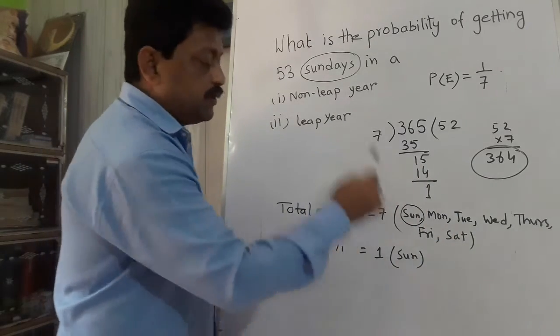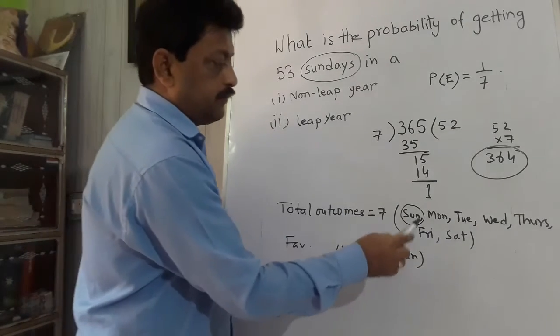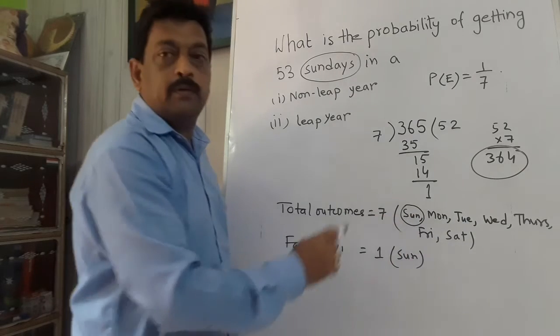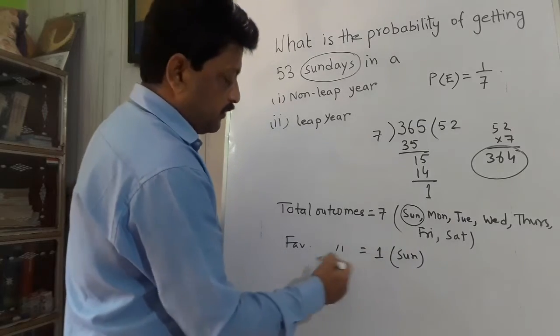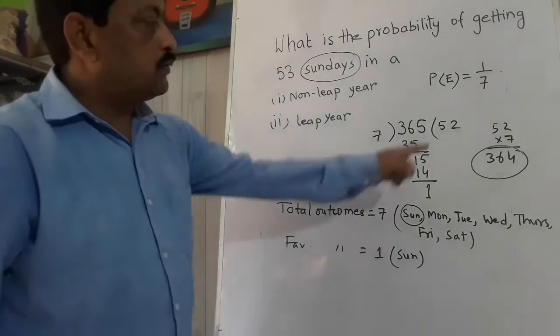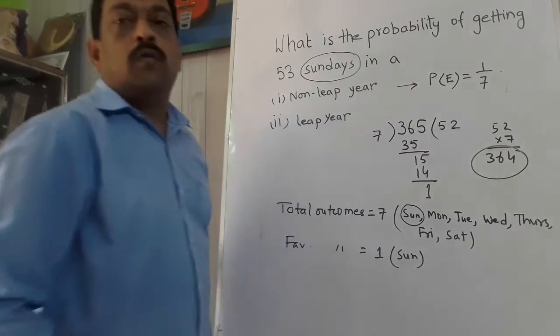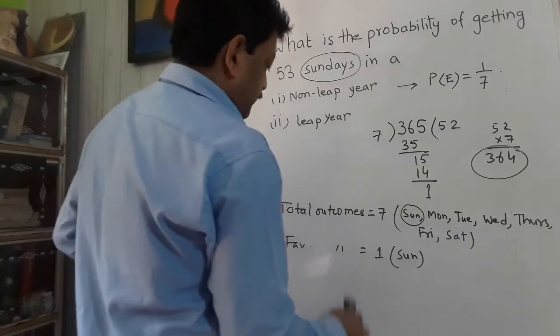So our total outcome is 7, and since we want Sunday, this additional day can be Sunday. We have only one favorable outcome, only Sunday of the week. Therefore our favorable outcome is 1. So the probability for this question is 1 upon 7. Understood? Now the second part.